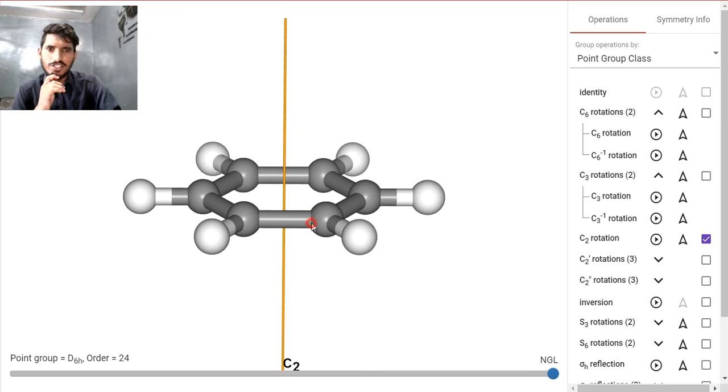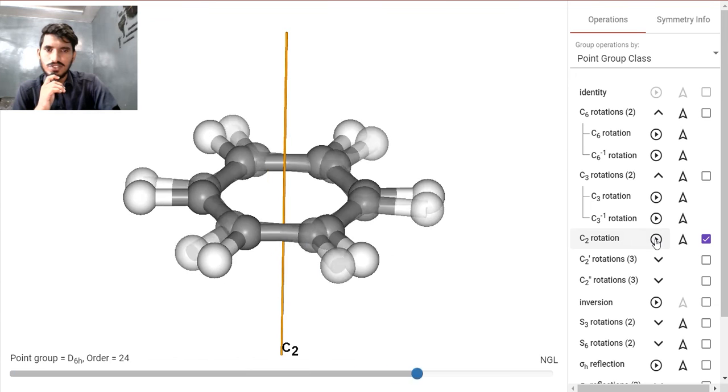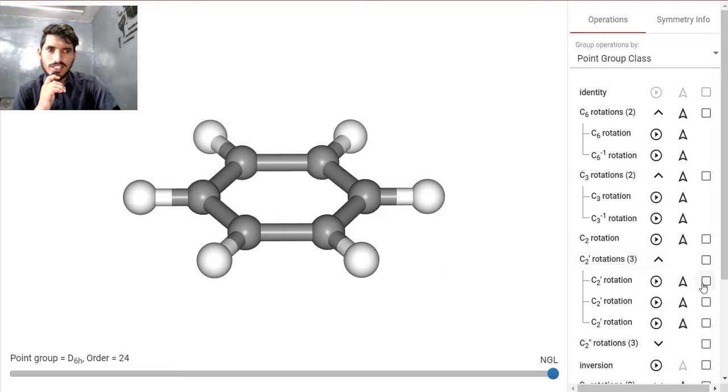A 180-degree rotation means that this carbon atom here will go all the way to replace this carbon atom, and this carbon atom will go all the way to replace this carbon atom. Let me explain this with the help of animation. That was the animation showing the C2 rotation. If C2 exists just like this, there is another C2 that exists here.